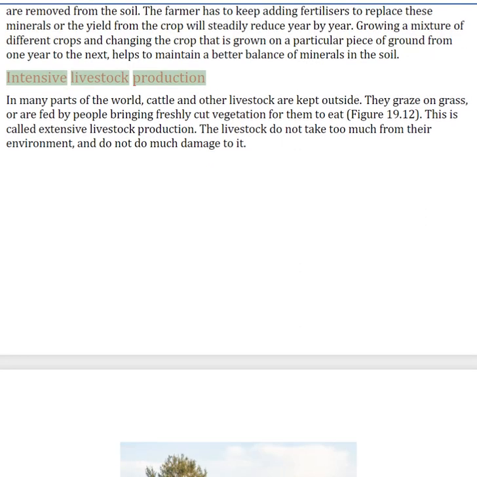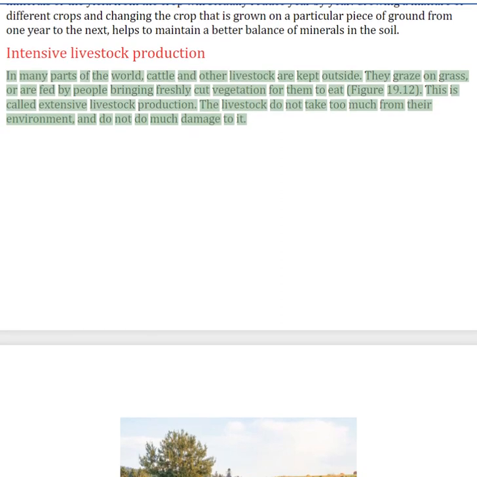Intensive livestock production. In many parts of the world, cattle and other livestock are kept outside. They graze on grass or are fed by people bringing freshly cut vegetation for them to eat. This is called extensive livestock production.